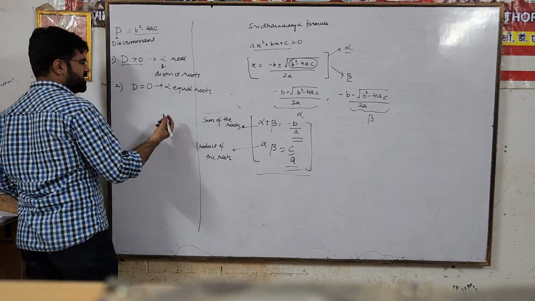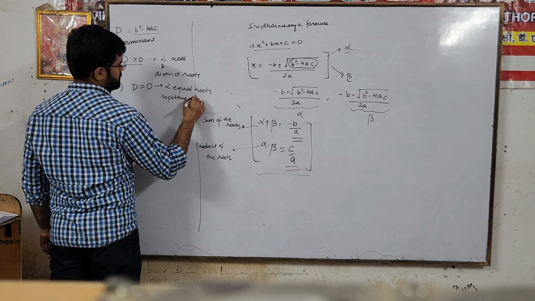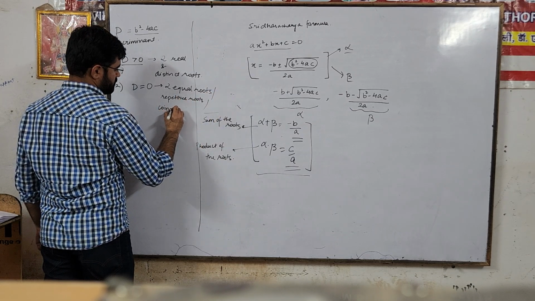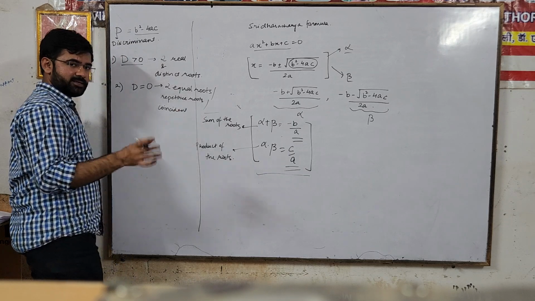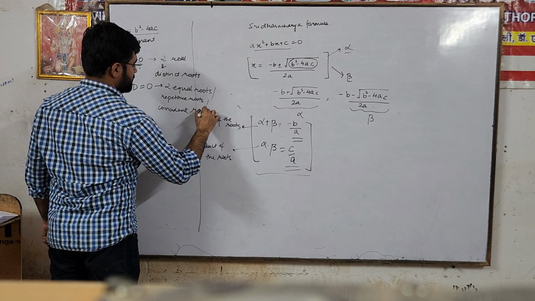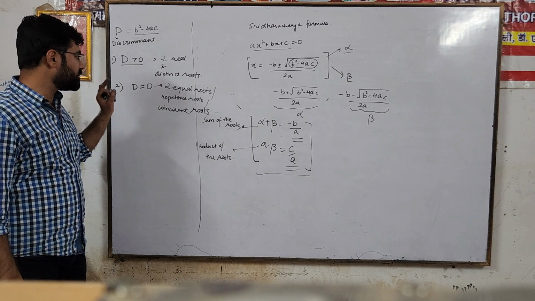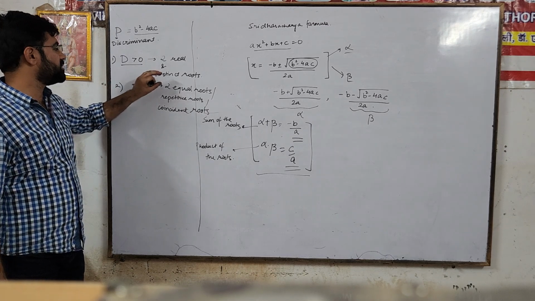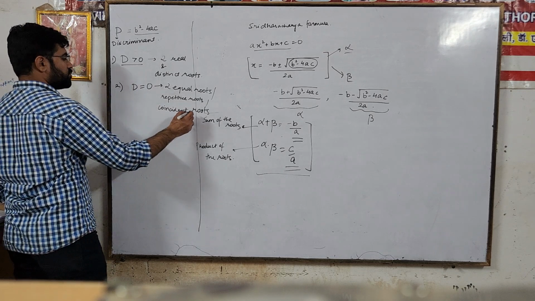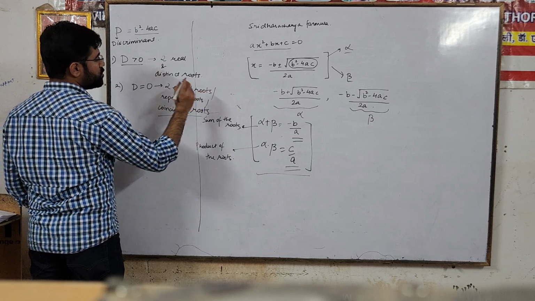Sometimes JEE uses the term repetitive roots or coincident roots. These are just mind tricks to try to confuse you. I am telling you this in advance so that if there are coincident roots in any equation, you don't need to be confused. It basically means there are going to be two equal roots. Coincident roots means equal roots.